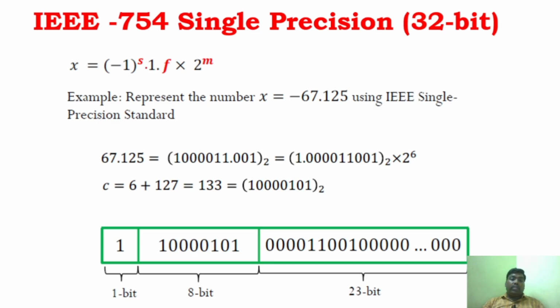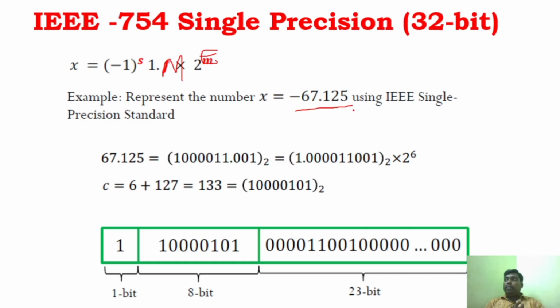This is the formula, you know that, right? We write the formula as 1.m times 2 to the power of e minus bias. That is the formula we write, so the exponent is represented here. Now consider this number. How will you represent this number using the single precision format?